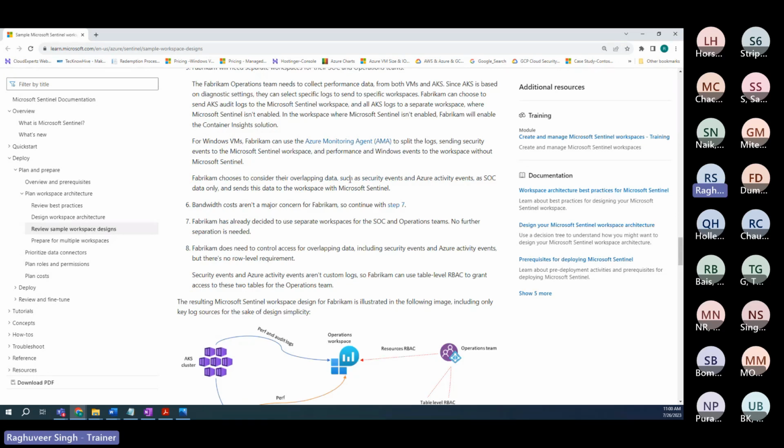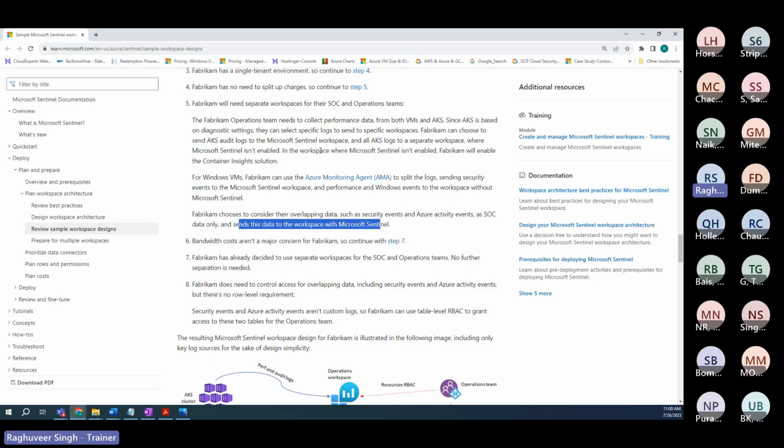Now there will be some overlapping data, like security events and Azure activity events, because the operations team also needs access to Azure activity events to see some data, and the security team also needs Azure activity logs. So anything which is overlapping, that data will be sent to the Sentinel workspace. So the design is that you will have 2 workspaces, one dedicated for the operations team, and a second which contains data for the Sentinel team as well as some overlapping data, which the operations team may also need access to.